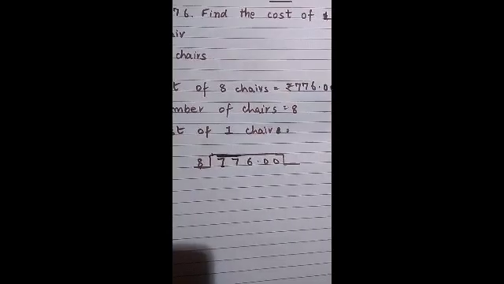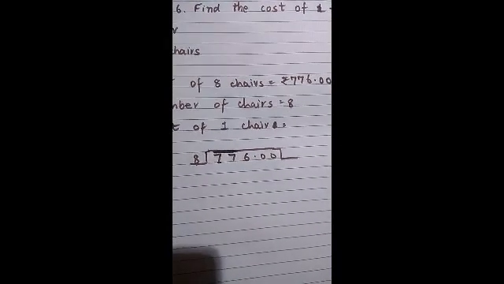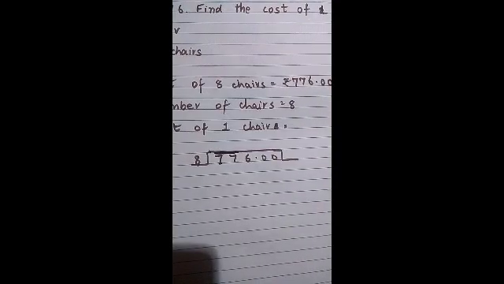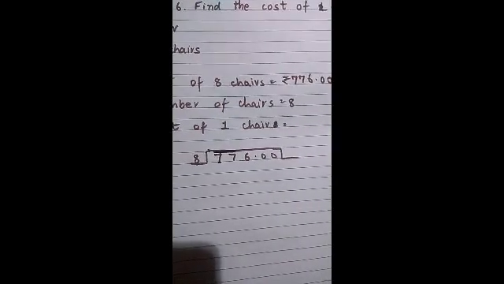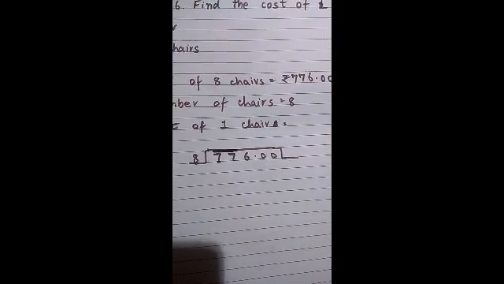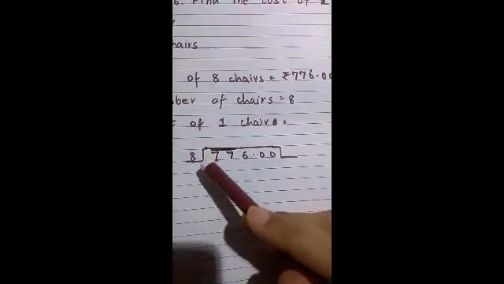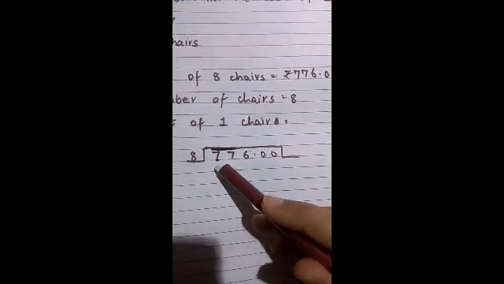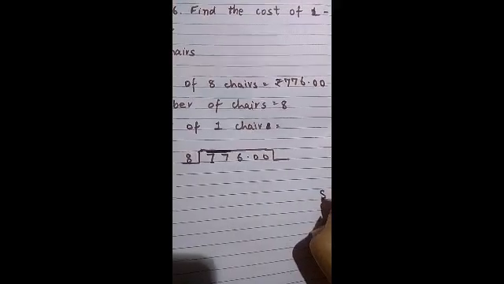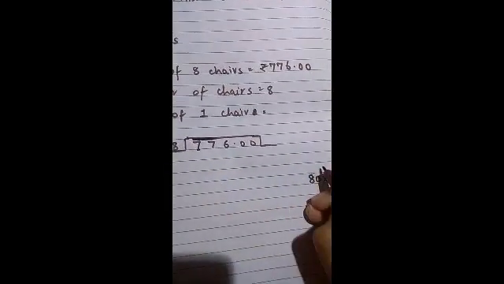8 ones are 8, 8 twos are 16, 8 threes are 24, 8 fours are 32, 8 fives are 40, 8 6s are 48, 8 7s are 56, 8 8s are 64, 8 9s are 72, 8 10s are 80. 77 से बड़ा 80 आया. Can we take 80? No, because it is greater than 77.